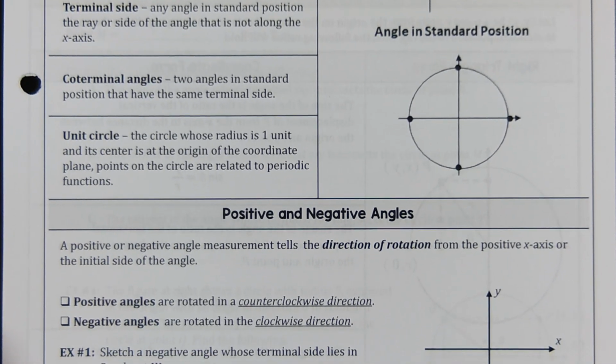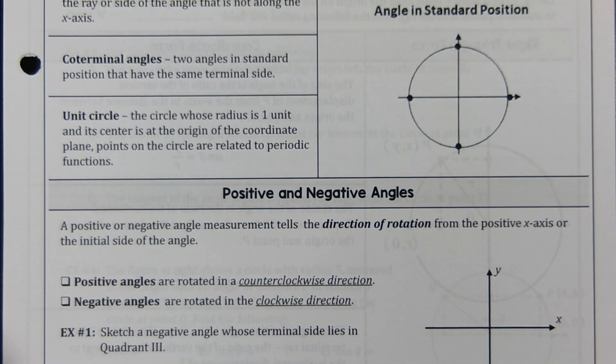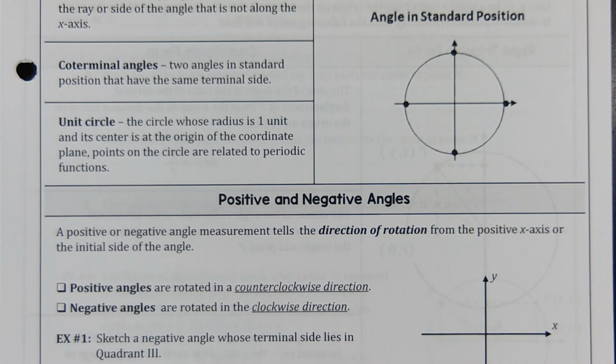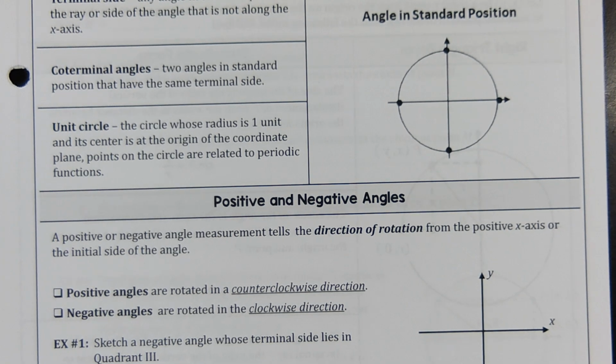And the unit circle. The unit circle is the circle whose radius is 1 unit and its center is at the origin 0, 0 of the coordinate plane. Points on the circle are related to periodic functions that we talked about last week. Those waves, so points along this circle create those wavy patterns from last week, create our periodic functions.